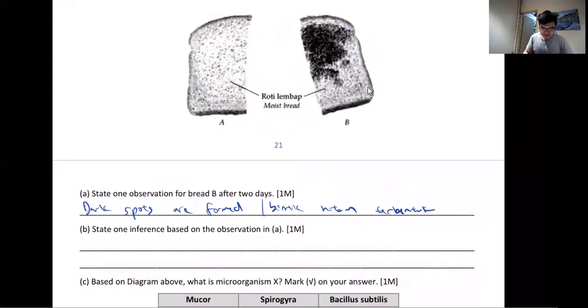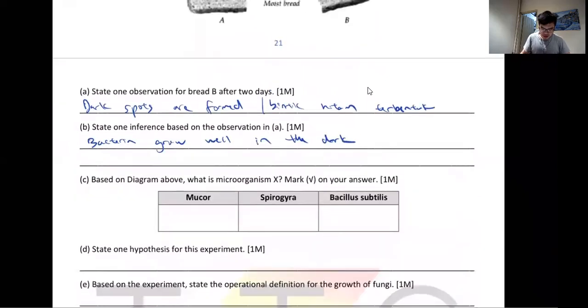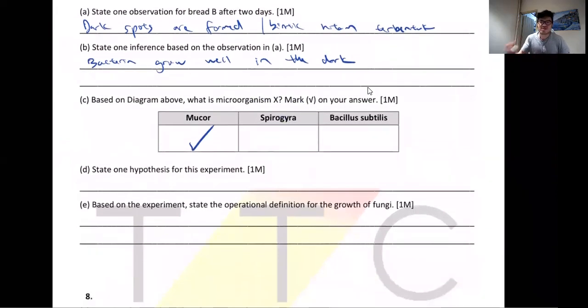State one inference. What can you explain about this? I said just now, bacteria grow well. Bacteria tumbuh dengan baik di kegelapan. So what is this? Should be your mucor. You want to say bacillus also can. Spirogyra is definitely out. As I said, this is algae. Algae has no place here. State one hypothesis, same as just now. The more light, the less bacteria grow.